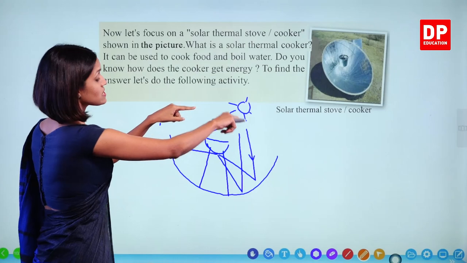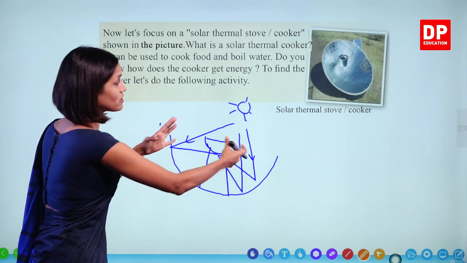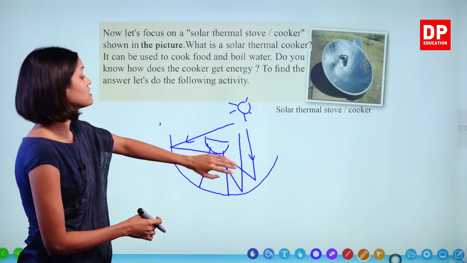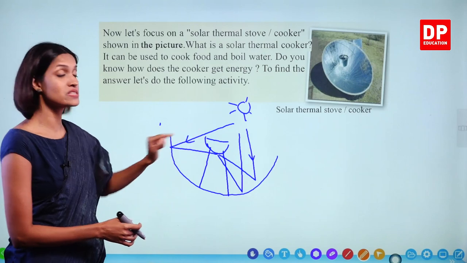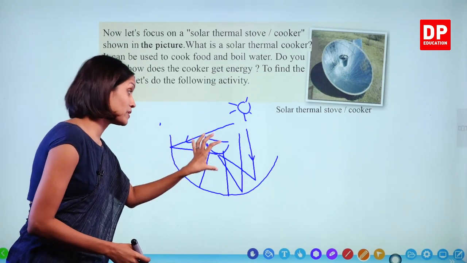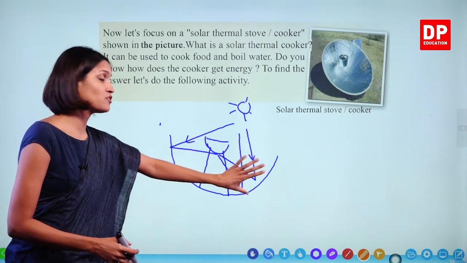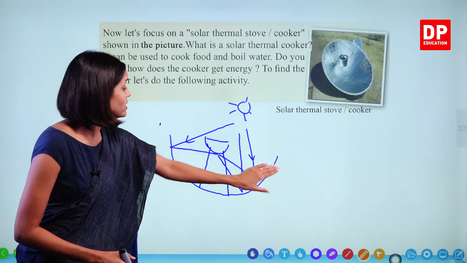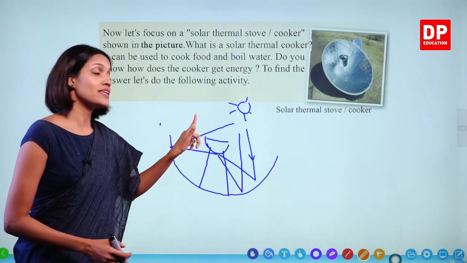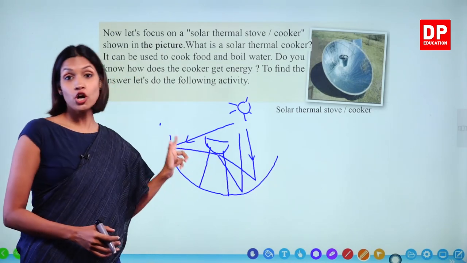So I told you the sunlight is reflected by the solar thermal cooker, and these reflected light rays come to the same point. Because all the light rays reflected by this solar thermal cooker are coming to the same point, that particular point is very hot.